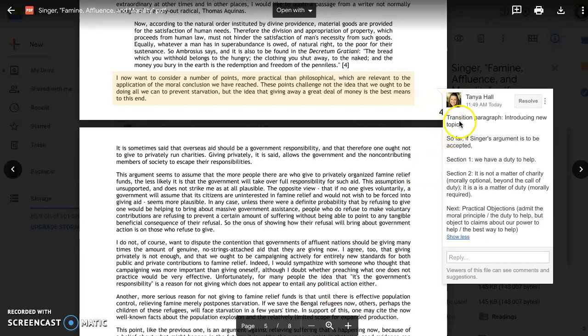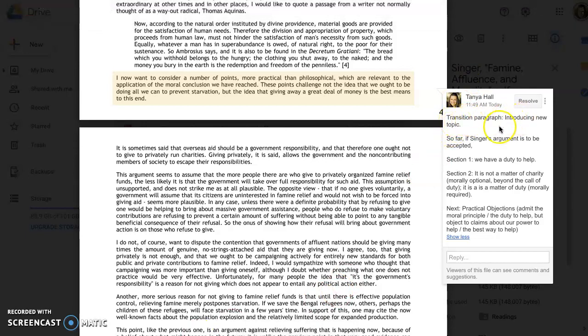Okay, so to recap before we move on, we've got this transition paragraph. Section 1 was establishing that we have a duty to help by arguing for that moral principle. And then 2, noting that if this section was right, it's not a matter of charity, it's a matter of duty. And next, we're going to consider practical objections, which means objections that, at least for the sake of argument, could admit the moral principle and the duty to help and yet have objections to the claim that we ought to be donating a lot of money. So some claim about what is actually within our power to do and what's the best way to help.